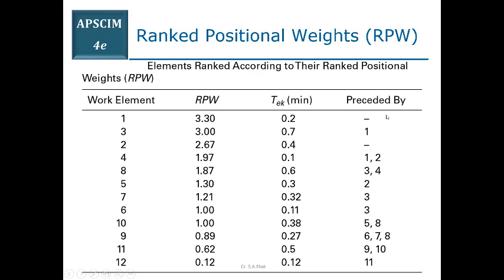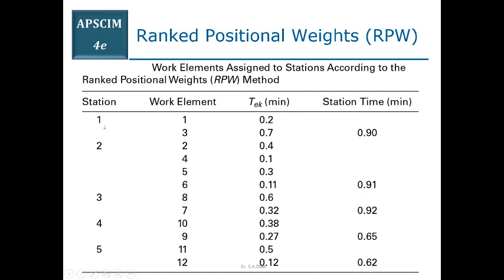So if we start from the top of the table and look for the first feasible element, so again the first element in this listing has no predecessor. This means it is an independent operation, so we can assign this. And 0.2 minutes is its time, so we will write station number 1, work element number 1, we can assign this.